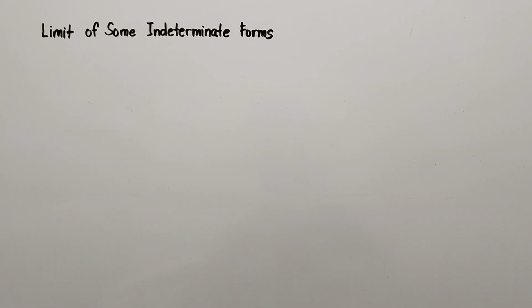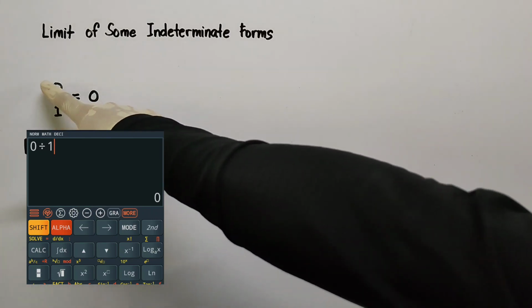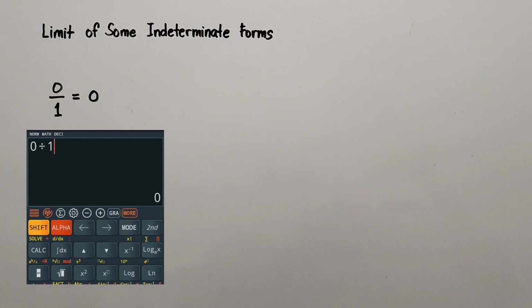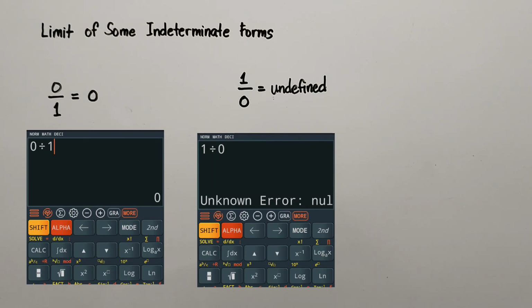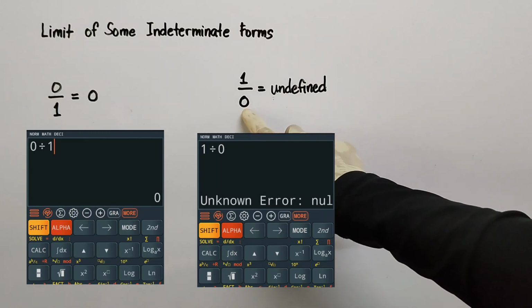Before we can proceed to the limit of some indeterminate forms, let us first consider when we can have an expression of 0, undefined, and indeterminate. For 0 divided by 1, the answer is 0 because 0 times 1 is 0. So this is an example of a 0 expression. For 1 divided by 0, this is an undefined expression because we cannot find a number which, multiplied by 0, gives a product of 1.